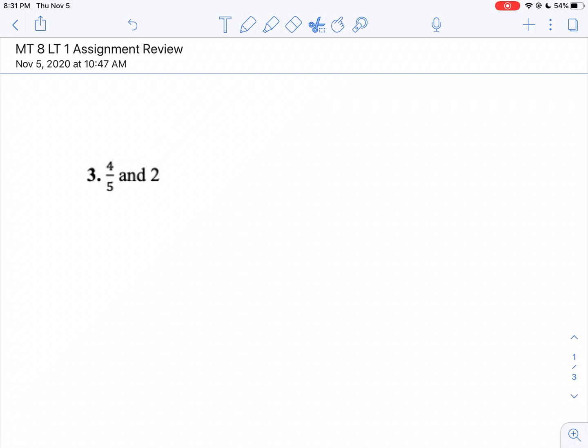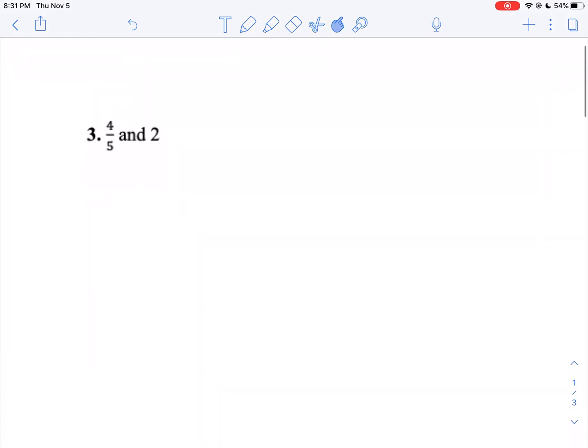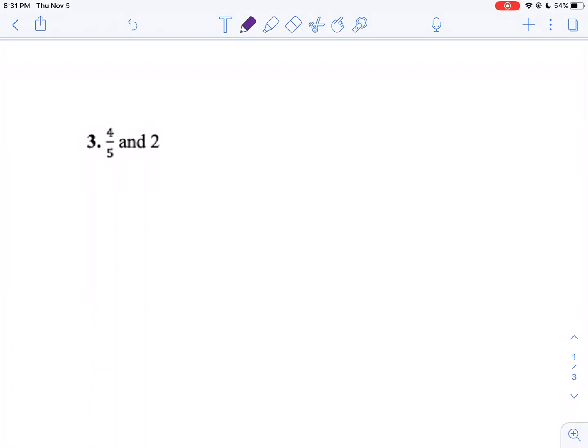Let's take a look at your MT8-LT1 assignment, problem number 3. If we take a look, we're supposed to find the geometric mean between 4/5 and 2. Well, the geometric mean is going to be the square root of the product of the two numbers.